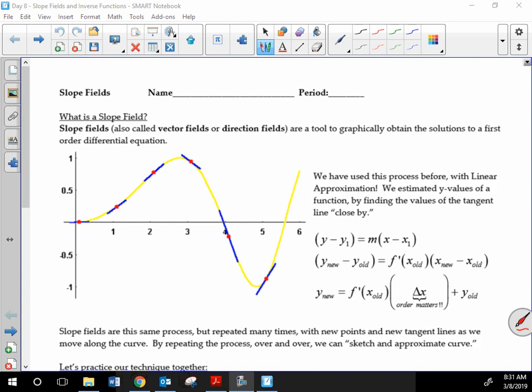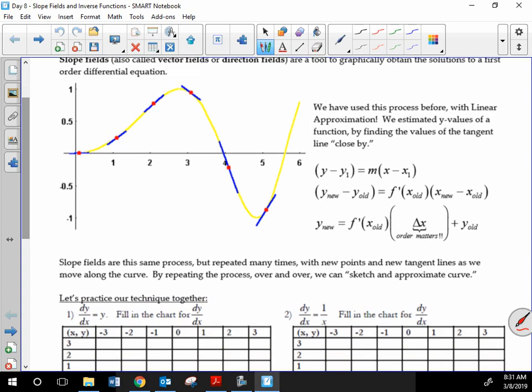Basically the idea is that we don't know what our original graph looks like. Now obviously here we're able to say original graph. But the idea is that we don't know what our original graph looks like, but we do have a bunch of little tangent line slopes. And when we graph all those little slopes, we can get an idea of what the original graph looks like. So it's basically a tool for us to find a solution to our differential equation.